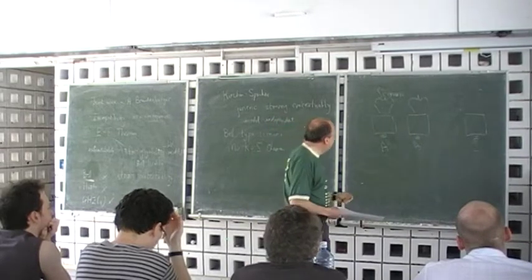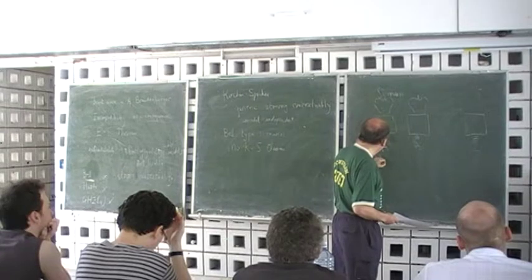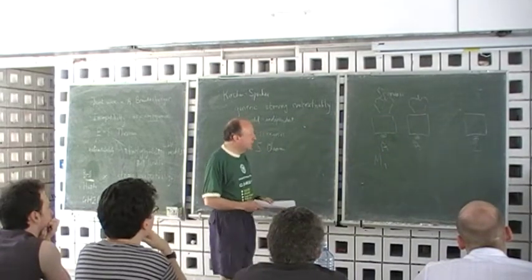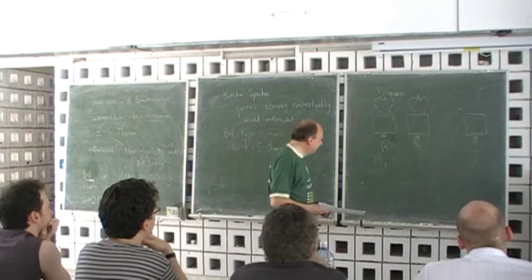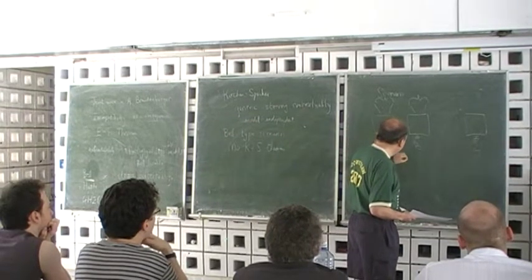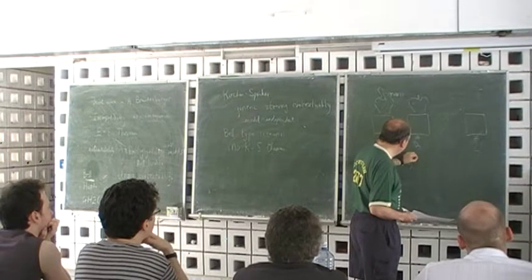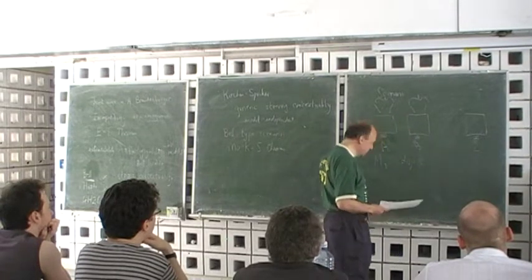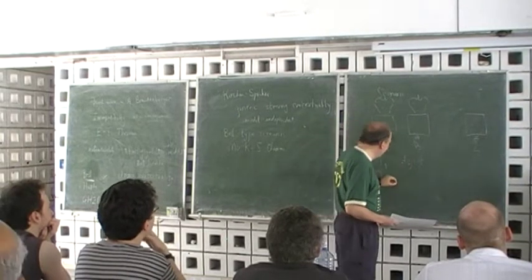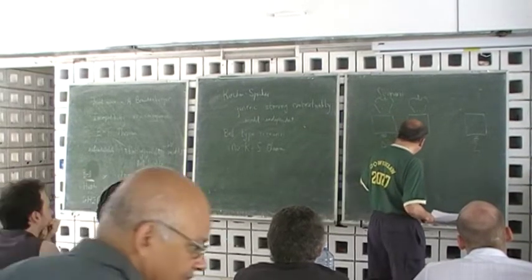So for each ith part of the system, we'll think of a set of measurements Mi. And we'll take them to be disjoint, for convenience. So we're just labeling them by which part of the system they're in. And on the other hand, it will be convenient to have a single fixed set of outcomes.